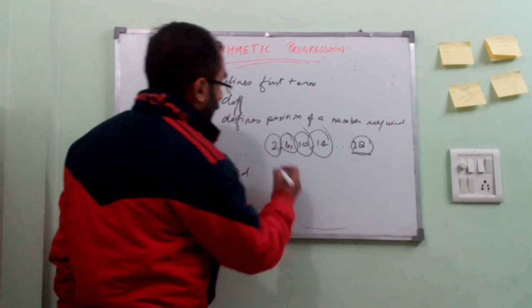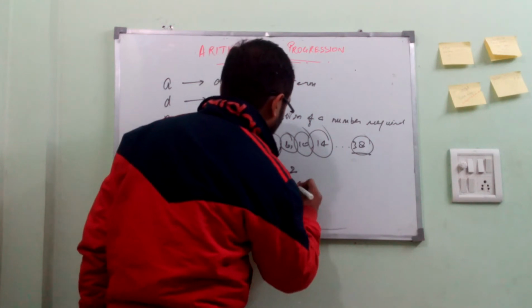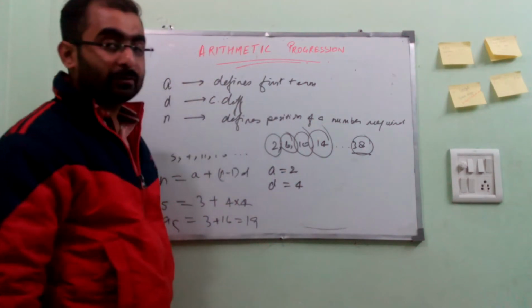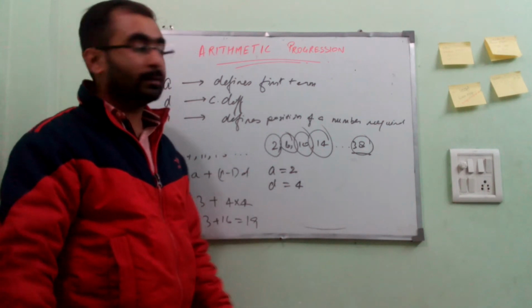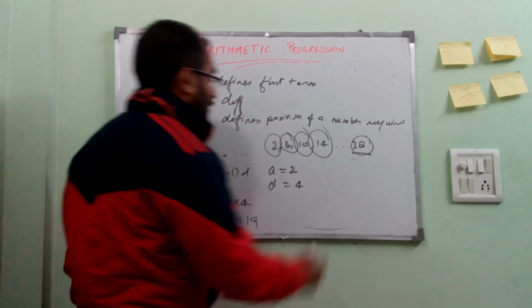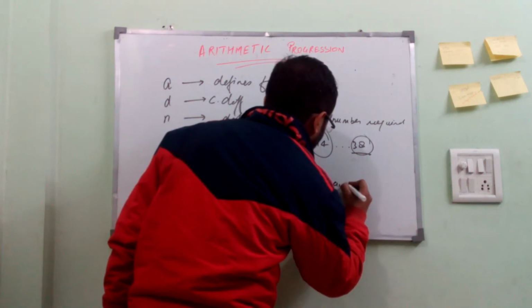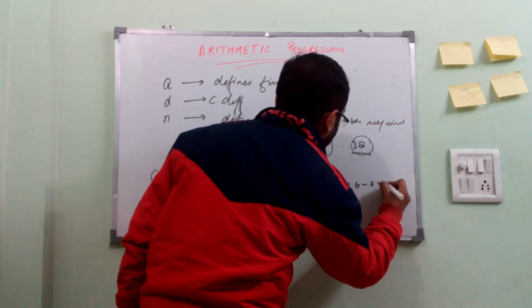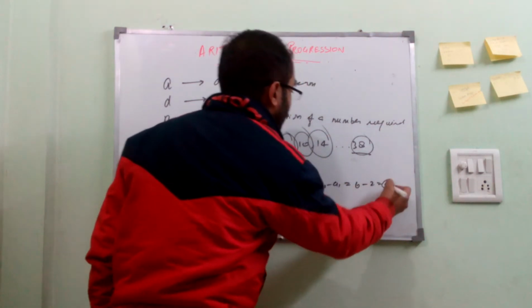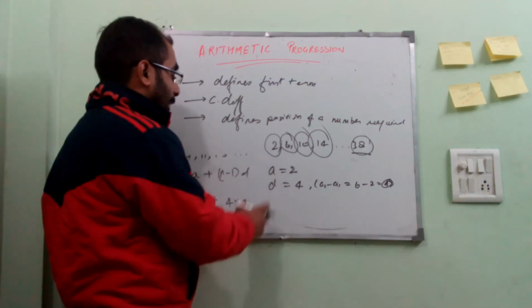Now A is given as 2 and D is given as 4. Well, these are given actually, but you can calculate it by subtracting A1 from A2. Actually it is A2 minus A1, which is equal to 6 minus 2, which is equal to 4. So 4 is the difference. Clear? Now, we have A, we have D.